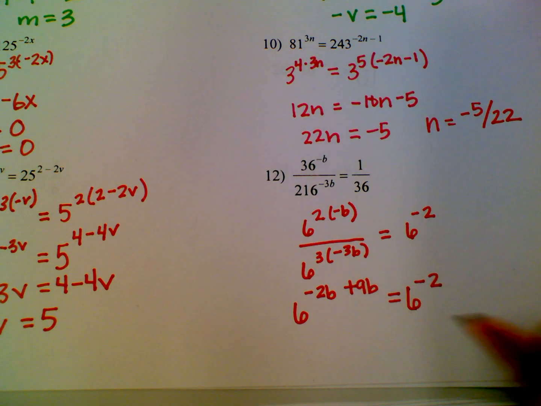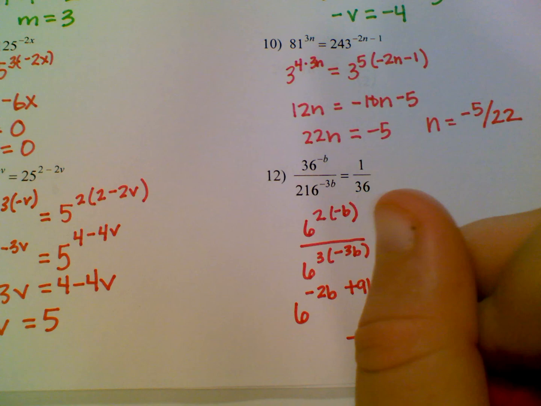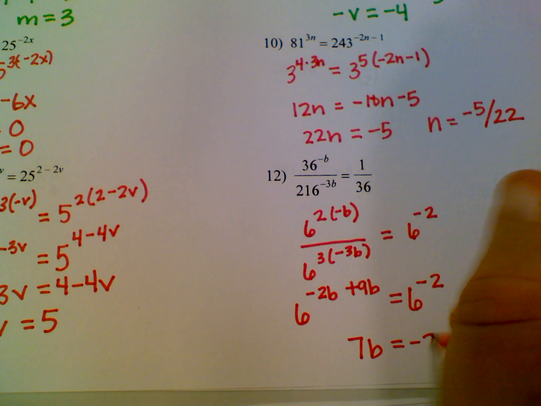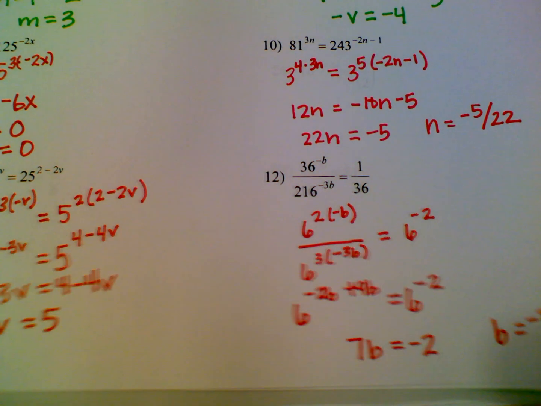And then your two bases are the same. There's nothing else going on, so you can go ahead and set your exponents equal to each other. So 7b equals negative 2. So we have b equals negative 2 over 7.